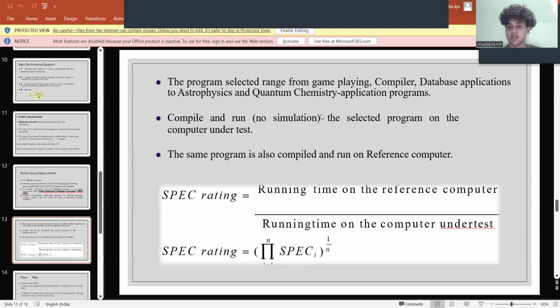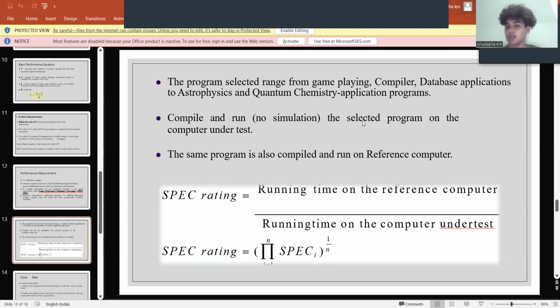Next, compile and run the selected program on the computer under test. The same program is also compiled and run on a reference computer. This is how SPEC tests the benchmarks and gives the performance measurements.